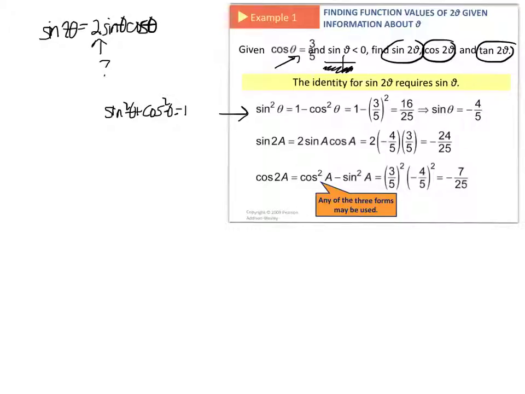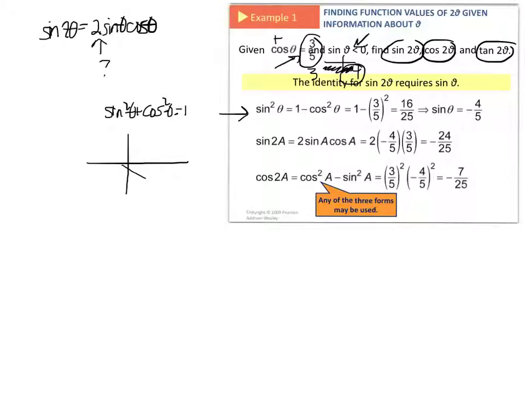But what you can also do is look at this as a triangle. Now we know that it's going to be in quadrant 3 or 4 because sine is less than 0. We also know that because cosine is positive, it has to be in quadrant 4, because cosine is negative in quadrant 3.